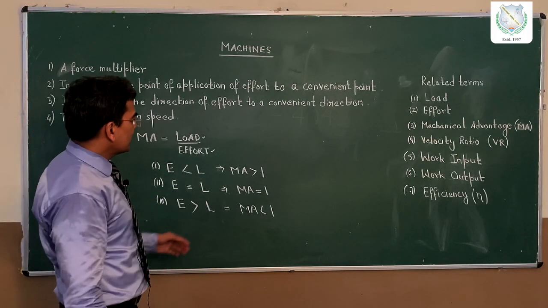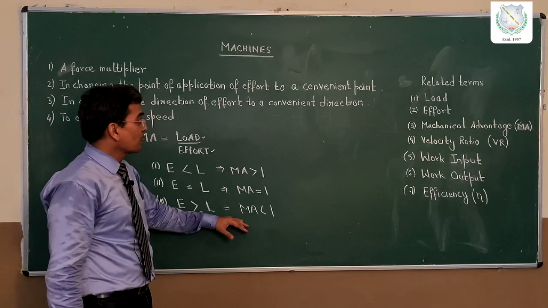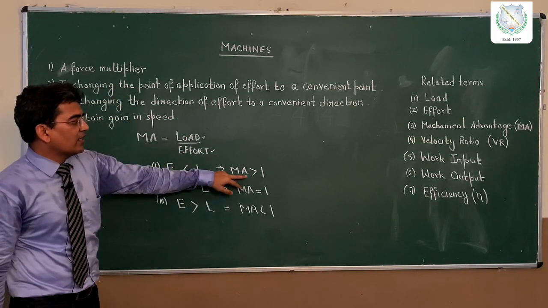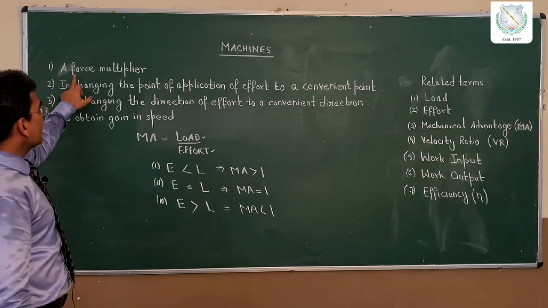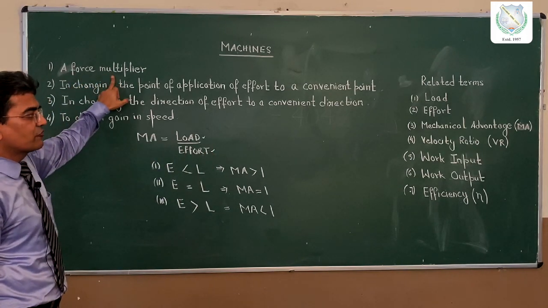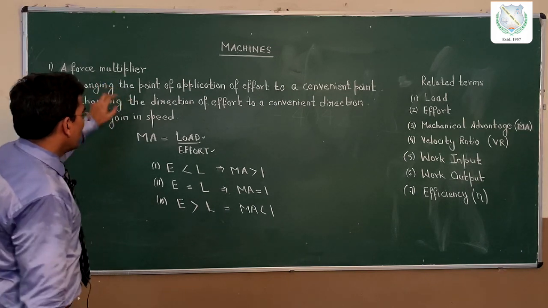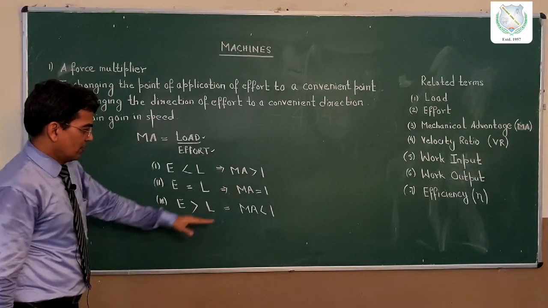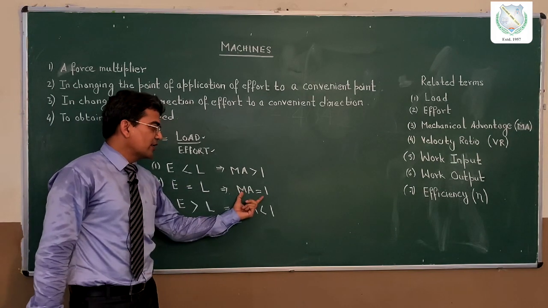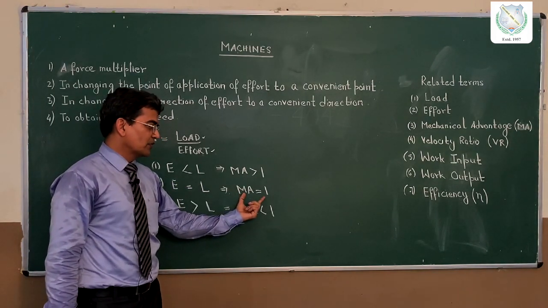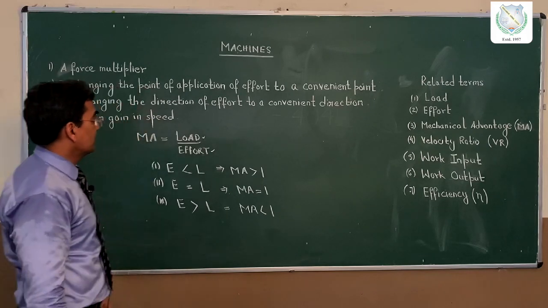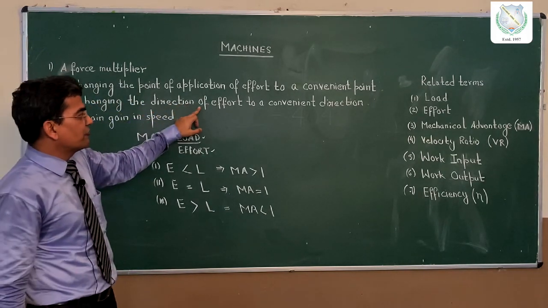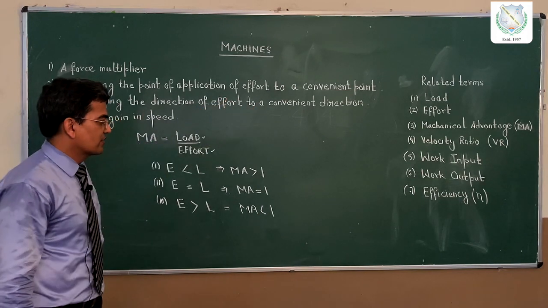Now under what condition are these machines used? Here I have given you the 4 points. Whenever we get a mechanical advantage greater than 1, we say that the machine is acting as a force multiplier. So here you can say the first point will be applied. Now suppose the mechanical advantage of a machine is 1, then what is the use of that machine? Then we can say it helps in changing the direction of effort to a convenient direction.